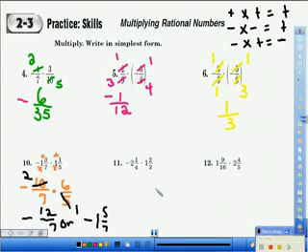Okay. Number 11 in your practice skills book. If you have gotten restless, please continue. Let's get back focused with number 11.